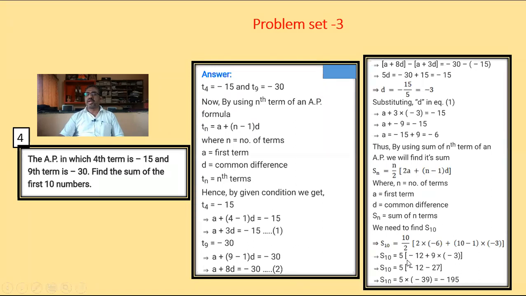S10 is equal to 5 in brackets, minus 6 multiplied by 2 is minus 12, plus 9 multiplied by minus 3. S10 is equal to 5 in brackets minus 12 plus minus, minus 9 threes are 27. Minus 12 minus 27 is minus 39. Therefore, S10 is equal to 5 multiplied by minus 39, which is equal to minus 195. This is the sum of the first 10 terms: minus 195.